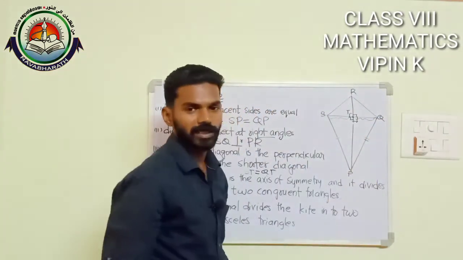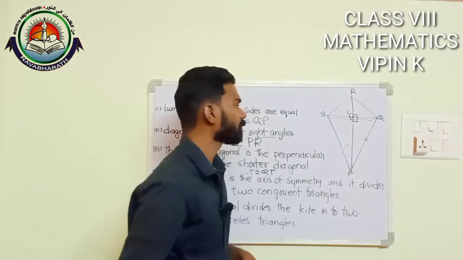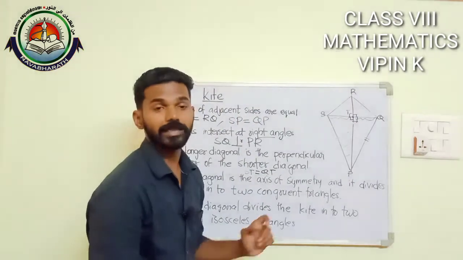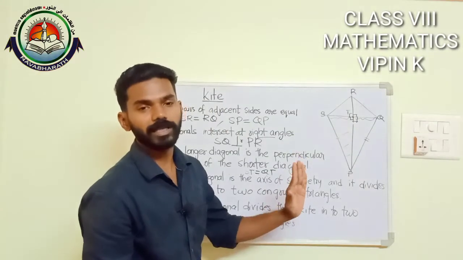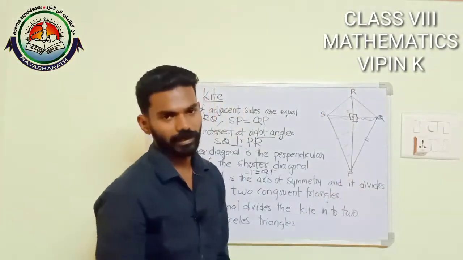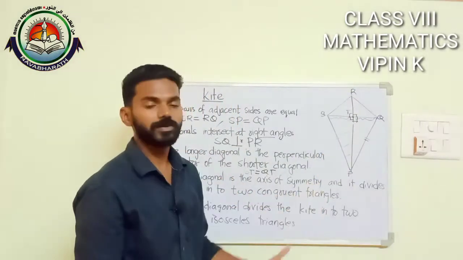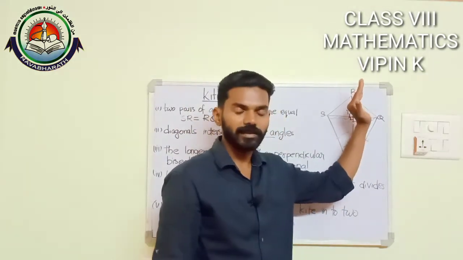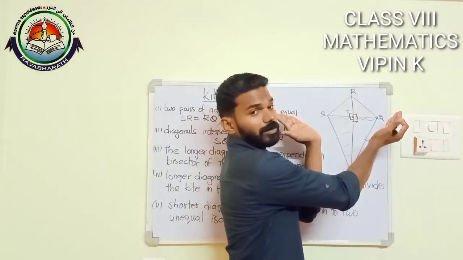Which are those triangles? Triangle PSR is the first triangle. And the next triangle is triangle PQR. They are congruent, which means they are equal. Who is dividing that kite into two equal triangles? Our longer diagonal. And thus the longer diagonal is said to be the axis of symmetry. Axis of symmetry means the line that divides that thing into two same halves.